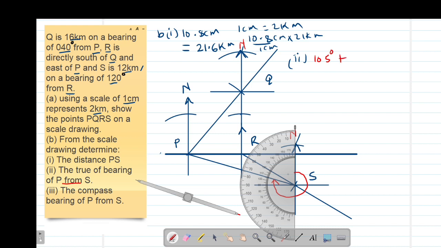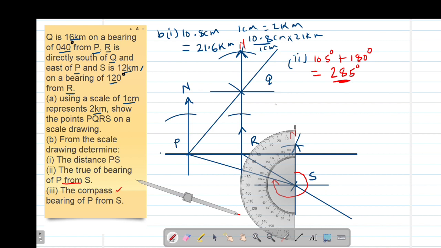Then I'm going to add, remember from this side to here it was already 180, so it will be 180 plus 105 degrees, which is going to give me 285 degrees. Remember, it is already in 3 digits, so I don't need to add any zeros.